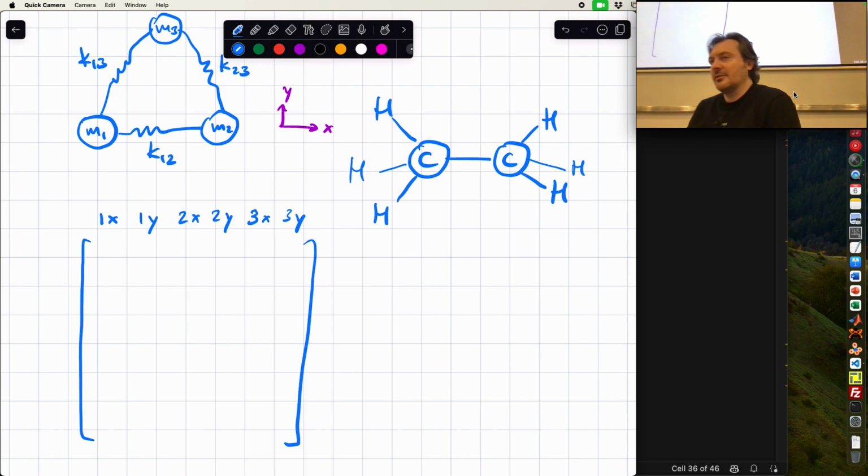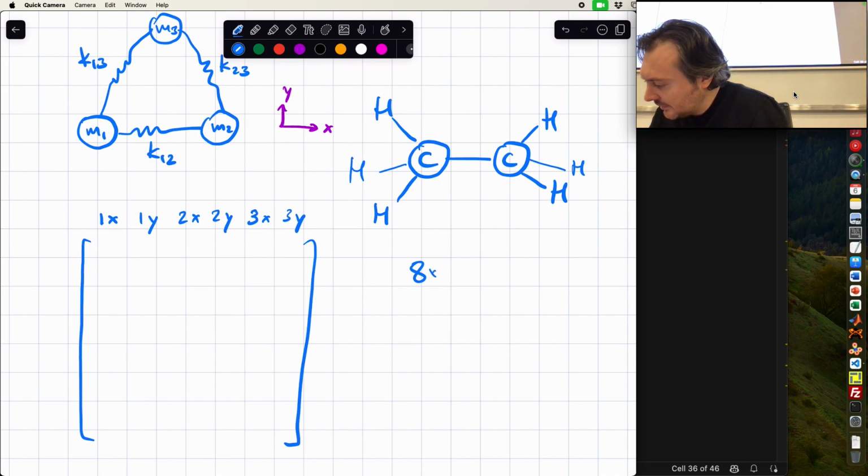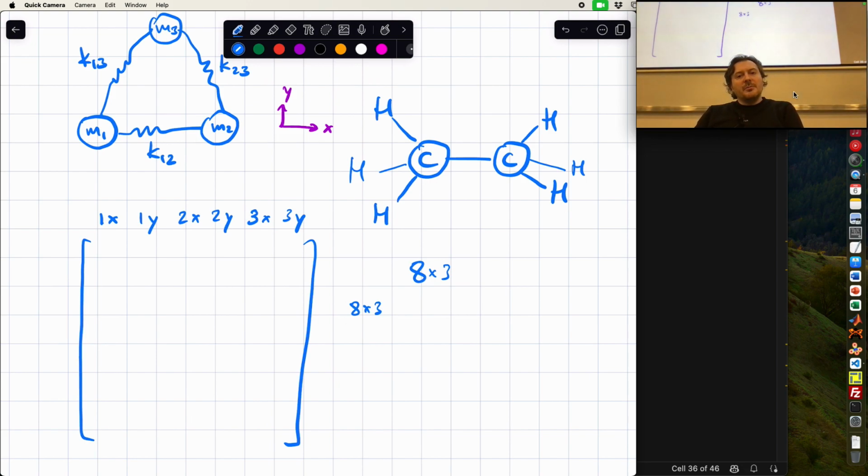Okay, it's 3-dimensional. So how many atoms do you have? 8, right? You have 8 atoms. So this matrix will be 8 times 3 by 8 times 3, right? It would be a huge matrix. And you would have how many modes? 24 modes, okay? So 3 of those 24 modes would have 0 frequency. Why is that? Uniform translation along axis. Exactly.